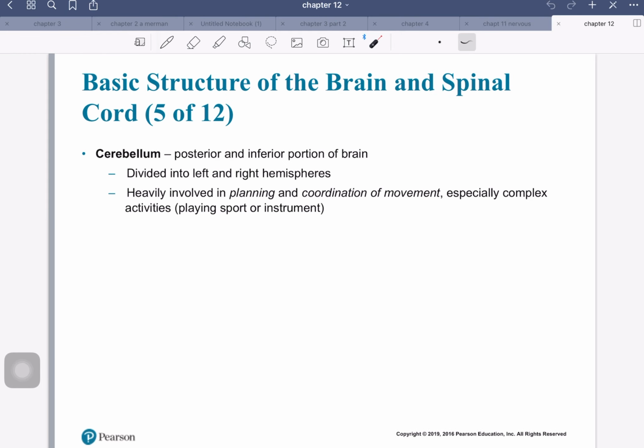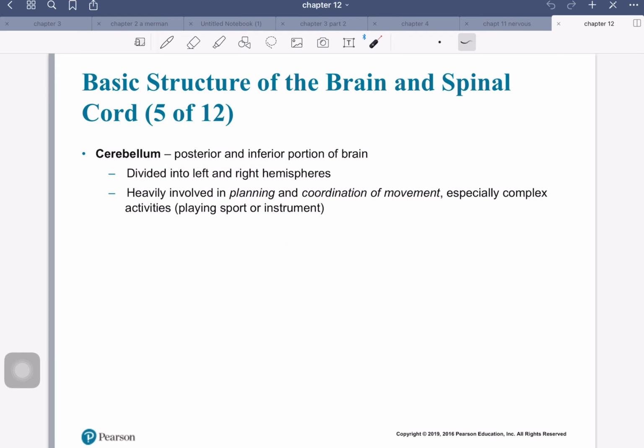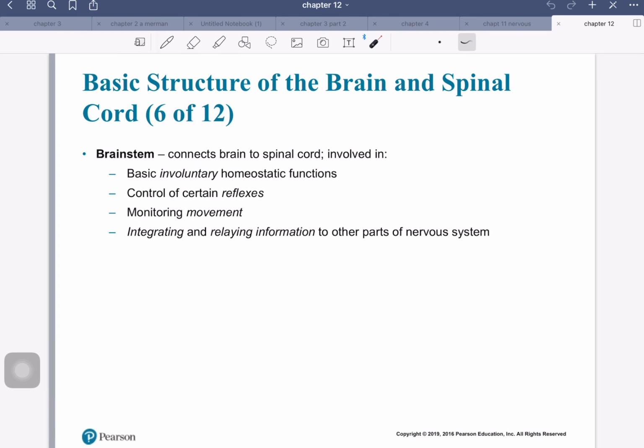The cerebellum is posterior and inferior to the brain, and it's divided into left and right hemispheres. And this has a really big role in planning and coordination of movement, especially complex activities like playing sports or instruments, tying your shoes, and a whole bunch of other things. So it does a lot of this, and we'll have a look at structure.